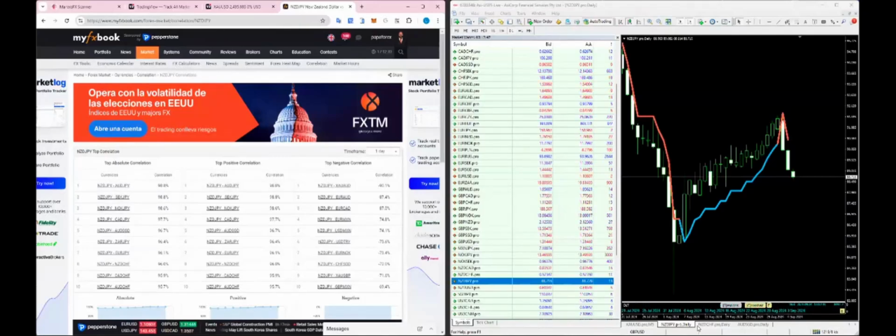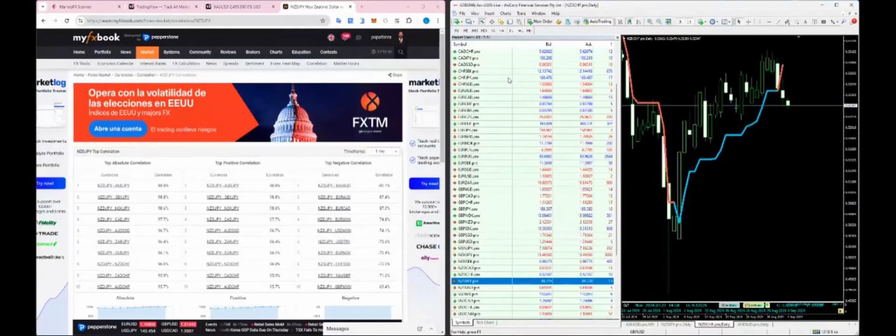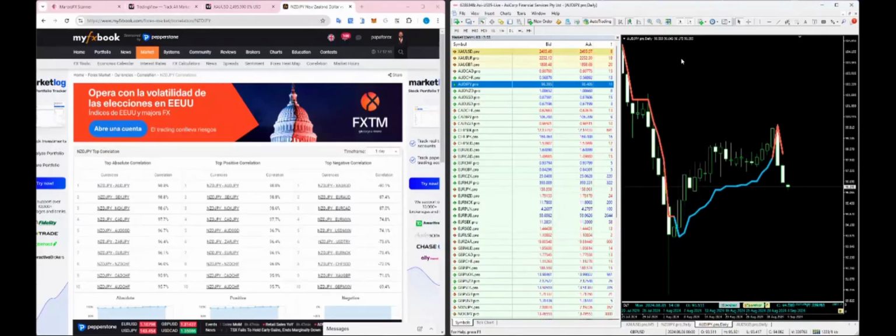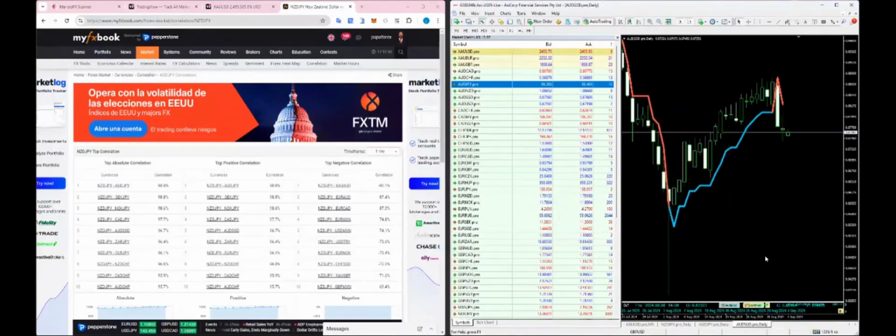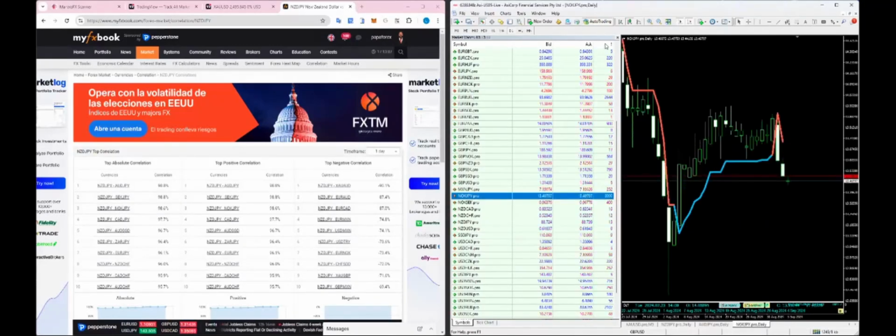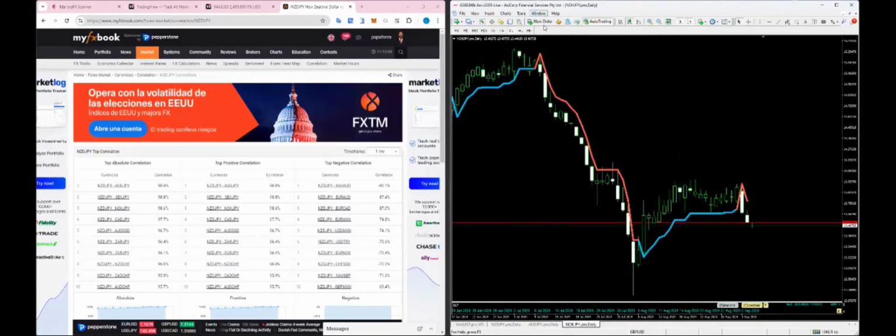So let's put the other one here, AUDJPY, so I can show you how the graph looks. And then SEK, I think my broker doesn't have SEK, but it has NOKJPY right there. Now, let me put the three together.